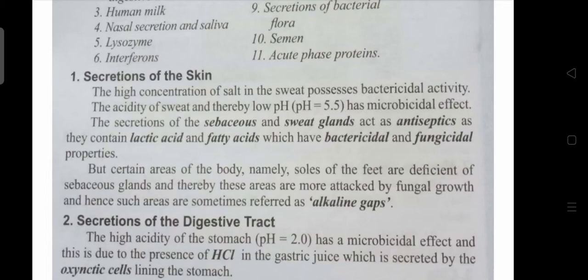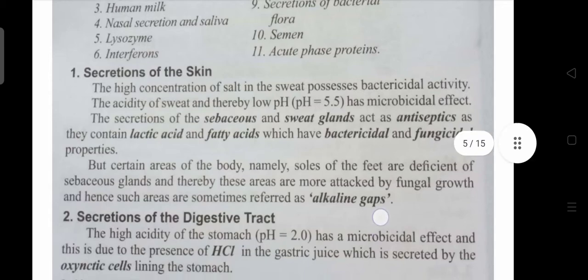But another important point is that certain areas of our body, namely the soles of the feet, do not contain sebaceous glands, thereby these areas are more attacked by fungal growth and they are referred to as alkaline gaps. The soles of our feet are deficient in sebaceous glands and thereby these areas are more attacked by fungal growth and are referred to as alkaline gaps.